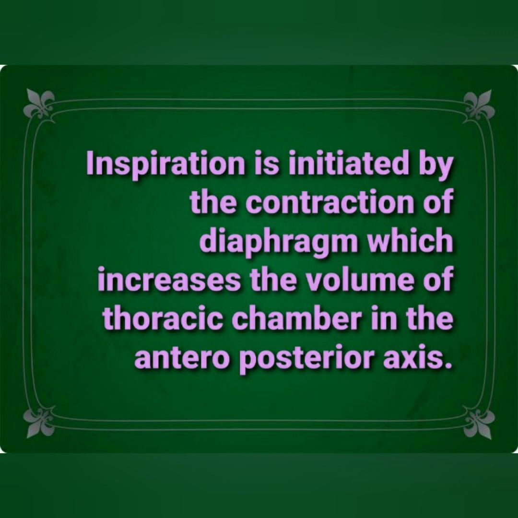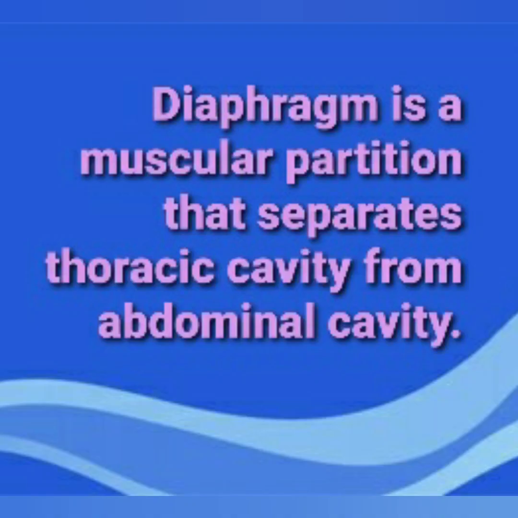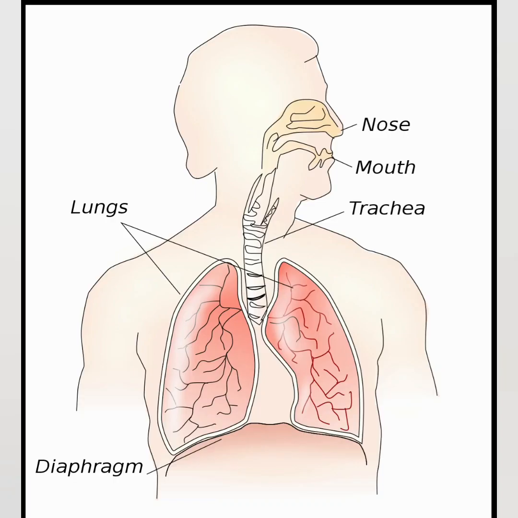Inspiration is initiated by the contraction of diaphragm, which increases the volume of thoracic chamber in the anterior-posterior axis. So diaphragm is a muscular partition that separates thoracic cavity from the abdominal cavity. Here is the location of diaphragm shown that separates thoracic cavity from abdominal cavity. Observe and try to understand.